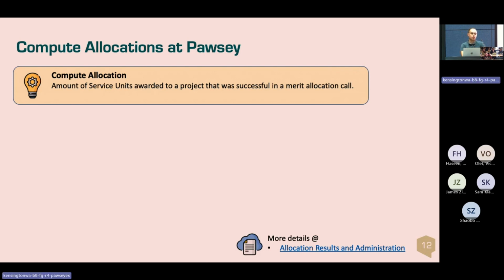A compute allocation essentially is an amount of service units, as I said, that was awarded to a project that was successful in a merit application call. So people do not usually pay to apply to use the supercomputer. They go through a merit application process, which means they award the time on the supercomputer based on the merits of their science. So it's an important science project. The government wants to support it, so we give them some time on the supercomputer.